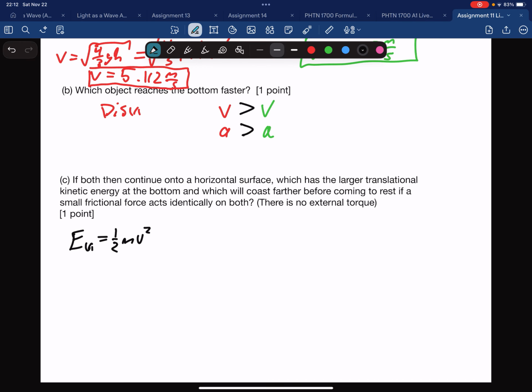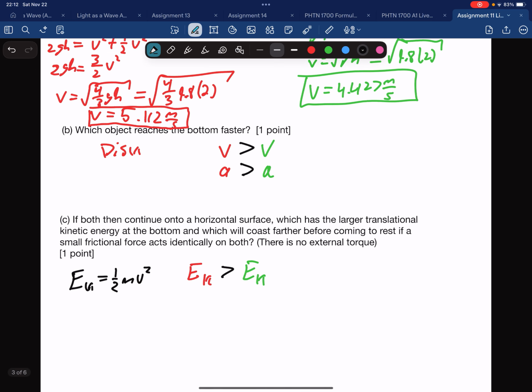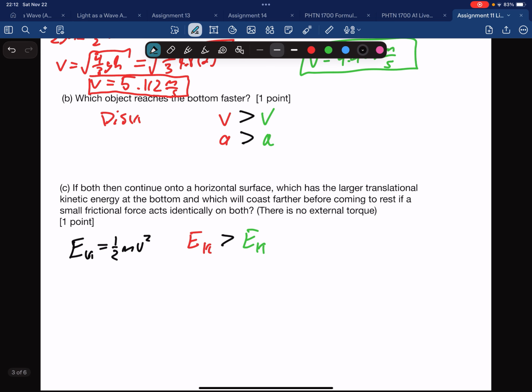So for that, the masses, I'm told, are identical. They both have a factor of 1/2. So the only thing that matters is speed, v squared. Without even having to do the calculation, I know that the one with the larger speed, the disk, is going to have the larger translational kinetic energy.